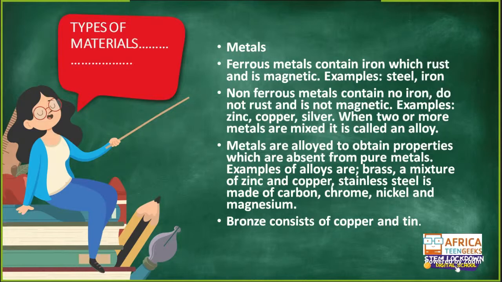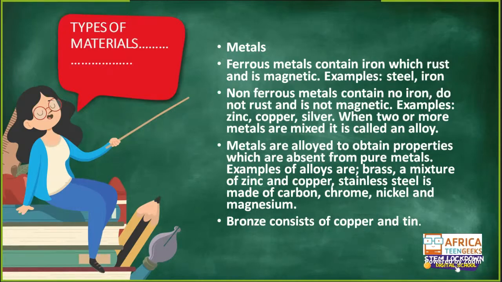Ferrous metals contain iron, which rusts and is magnetic. So we have got this category of metals that are ferrous, others are non-ferrous. When we say a metal is ferrous, it means you have got an iron component in that material, and it is also magnetic. That is, it can be attracted by a magnet. We can look at examples like steel and iron.